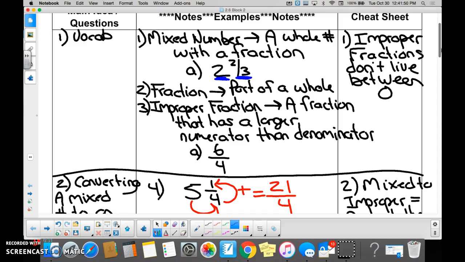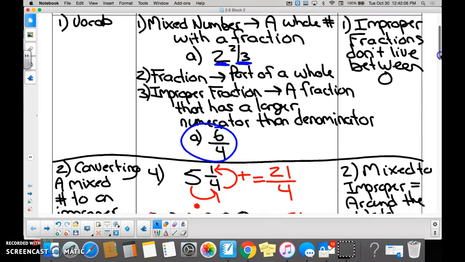An improper fraction is not really a fraction because we know fractions live between 0 and 1, right? Does 6 over 4 live between 0 and 1? No, it's like 1.5. But it's improper, so it doesn't technically count as a fraction. We just call it an improper fraction because it looks just like a fraction.